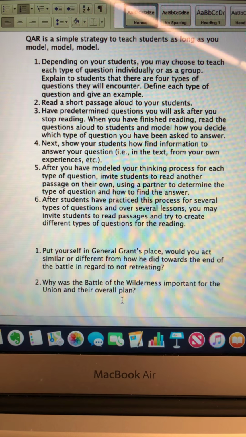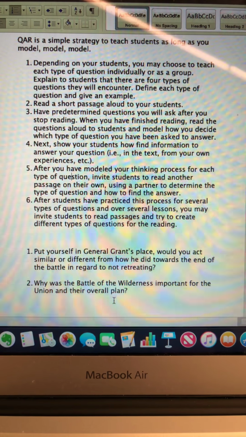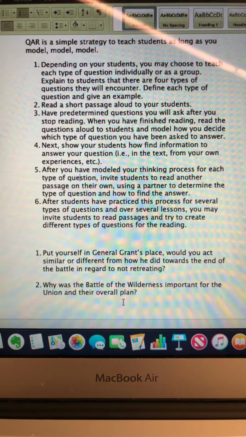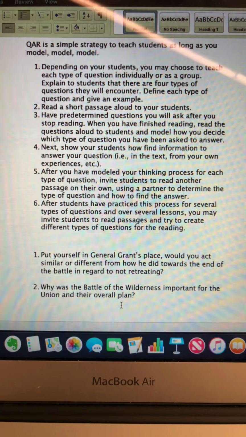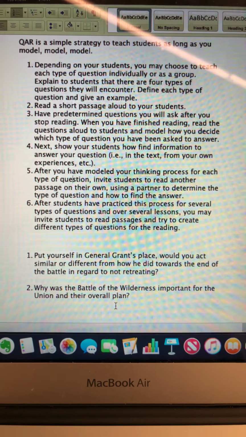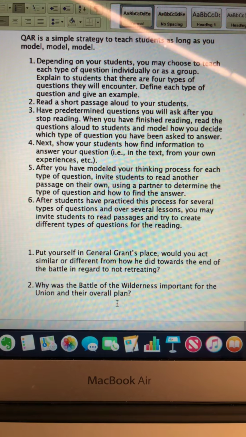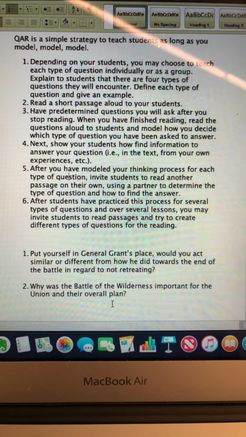Today, I'll be teaching you about the Q&A relationship. This is the question and answer relationship, an after-reading strategy. This kind of relationship teaches students how to decipher what types of questions they are being asked, and also how to find the answer. So with this strategy, there are 4 different kinds of questions.